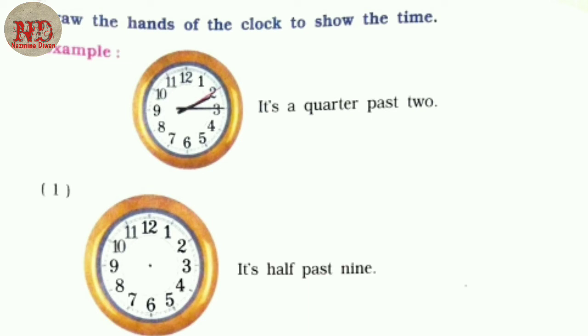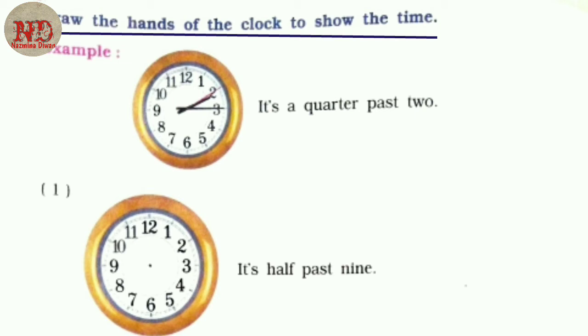Exercise number 4. Draw the hands of the clock to show the time. So students, in this exercise, some clocks are given and the timings of these clocks are also written here. So we have to draw the arms of the clocks according to the given timings. Here one example is given for you.